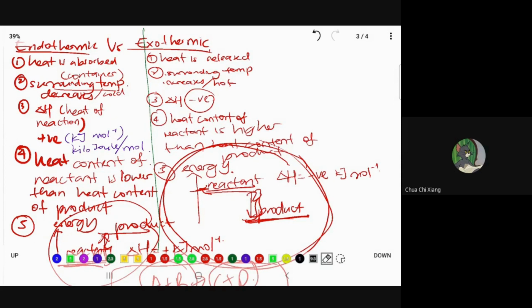Forming bonds releases heat. Forming new bonds, they release heat. Some bonds are very strong, so they need to release a lot of heat in order to stabilize. Okay, you learn how to calculate this in A level.